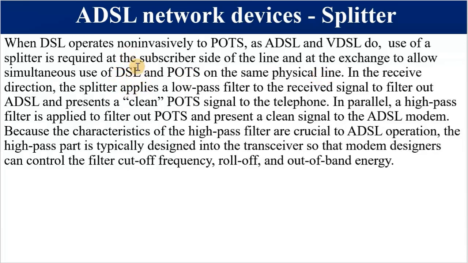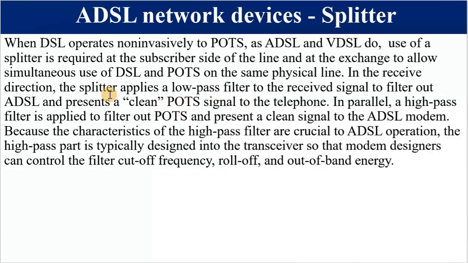You can totally remove the splitter in that case when you don't want to make use of voice. But if you want to make use of voice, make sure the splitter is connected, and it has 2 outgoing ports and 1 incoming port. And 1 outgoing port is connected to the ADSL modem, while the other port is connected to the analog telephone line. We looked at a low-pass filter and a high-pass filter in detail in one of the previous slides.